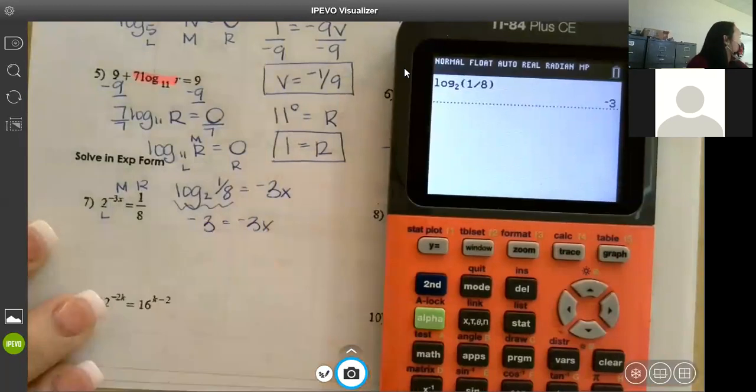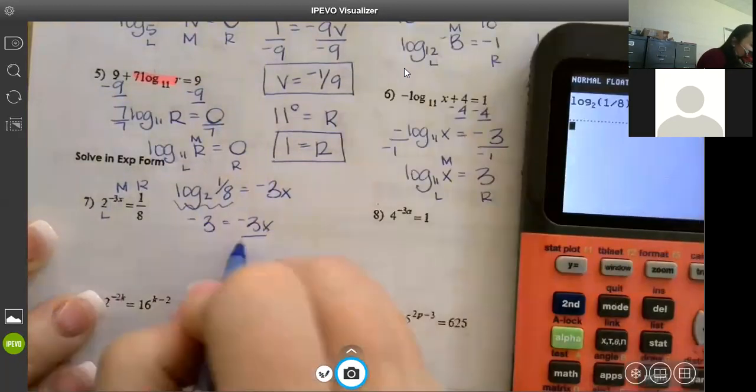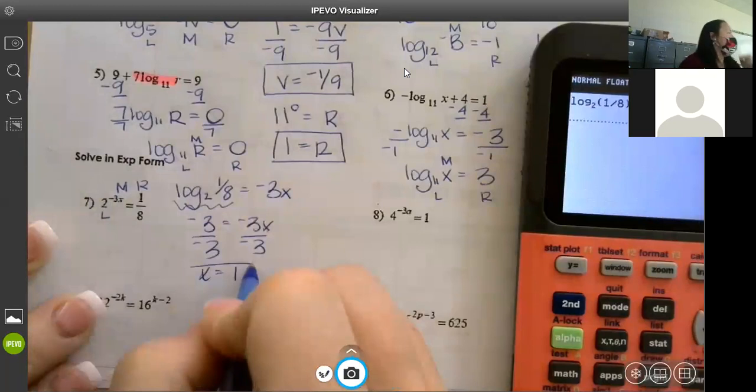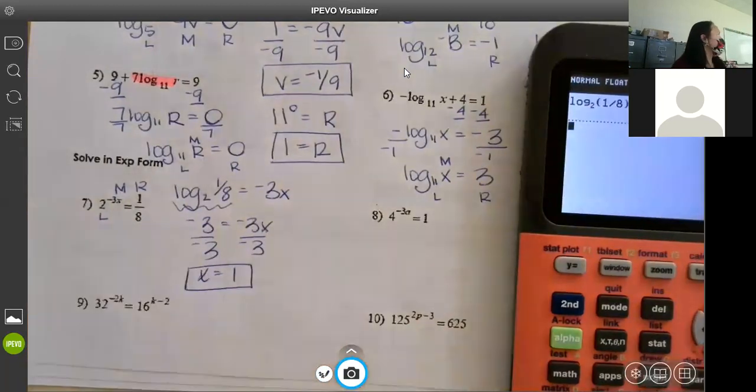Now, how do I solve? It's a regular equation. Divide by -3. Then we get x equals 1. These you do not have to plug in and check. They'll all work. Okay, so logs you have to check. Exponentials you do not. And we'll get to some where you're going to have extra solutions.